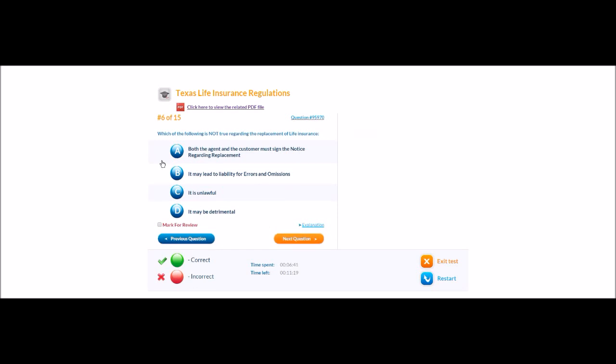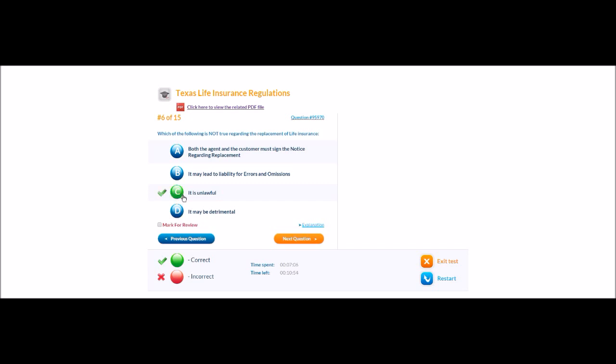Number 6. Which of the following is not true regarding the replacement of life insurance? A. Both the agent and the customer must sign the notice regarding replacement. B. It may lead to liability for errors and omissions. C. It is unlawful. D. It may be detrimental.